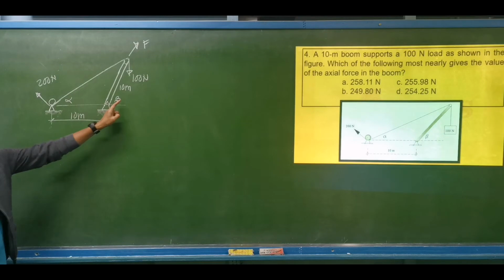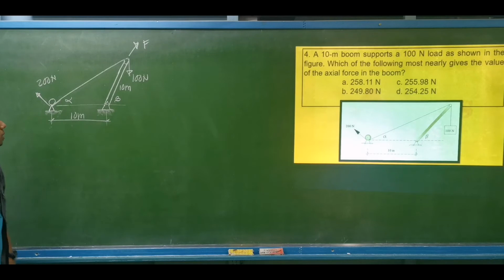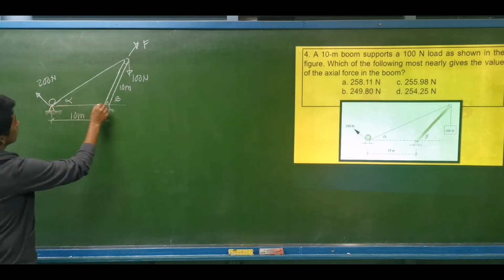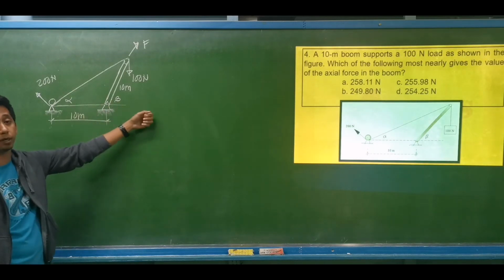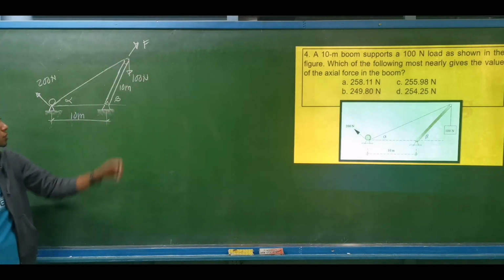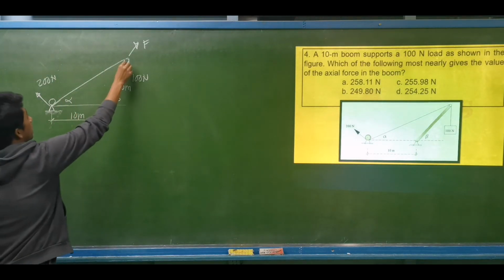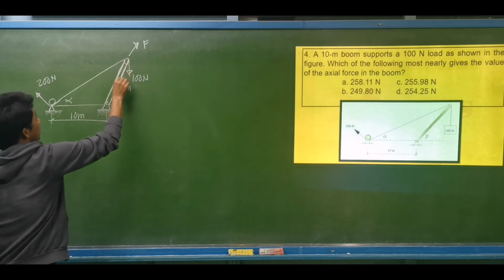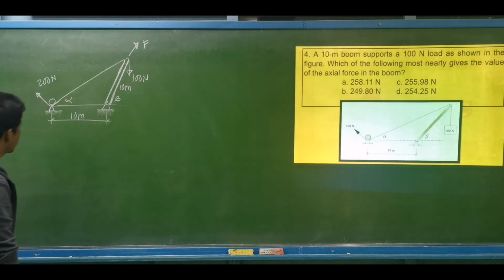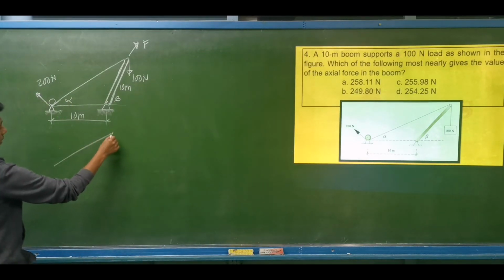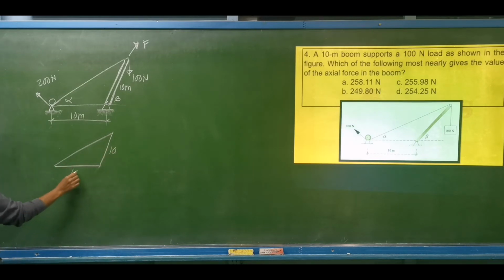Unluckily, we don't have the value of this angle, so we cannot do the summation of moments. Okay, if this is alpha, let us first determine the value of alpha and beta. They are needed to compute the value of the force F. If this is alpha, the distance between these two supports is 10, and the length of this boom is also, according to the problem, 10 meters. Therefore, we have this triangle. If this is 10 meters, this is also 10 meters.